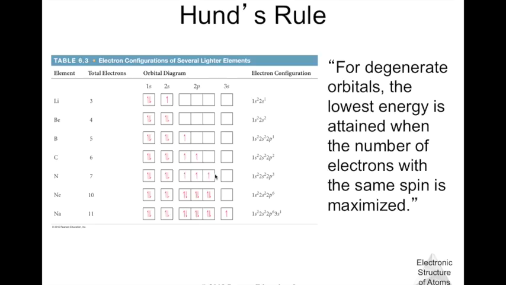And then nitrogen, the same thing. And then obviously as we were to keep moving over, oxygen then would dump an electron here, and then fluorine would dump an electron here, and then neon, now we're all full. Okay.